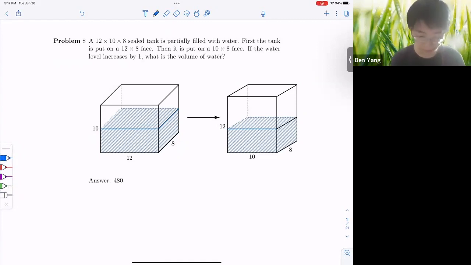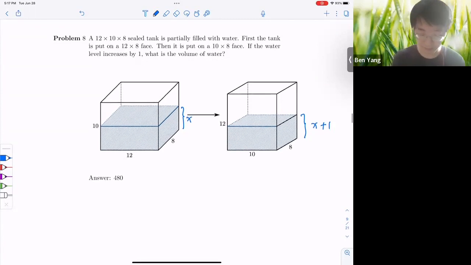So let's say the height here is x, and then the height becomes x plus 1, because the water level goes up by 1. But what's not changed is the volume of the water, right? So we have 12 times 8 times x, and that equals 10 times 8 times x plus 1.